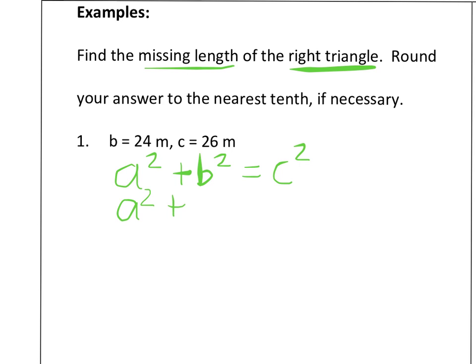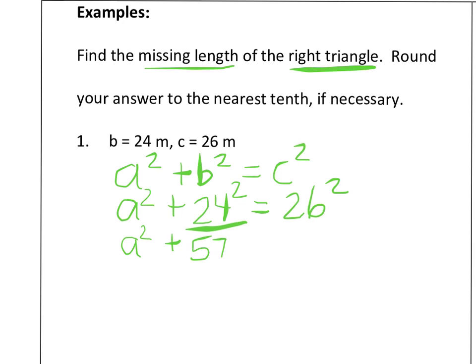But we know that side B is 24 meters. And you don't need to put the measurement on it. Just go ahead and put 24 and then square it. And we know that side C is 26 squared. So I'm going to go ahead and do in this equation what I can. I can do what 24 squared is, what 24 times 24 is, and that's 576. And then I can also do what 26 times 26 is, which is 676.